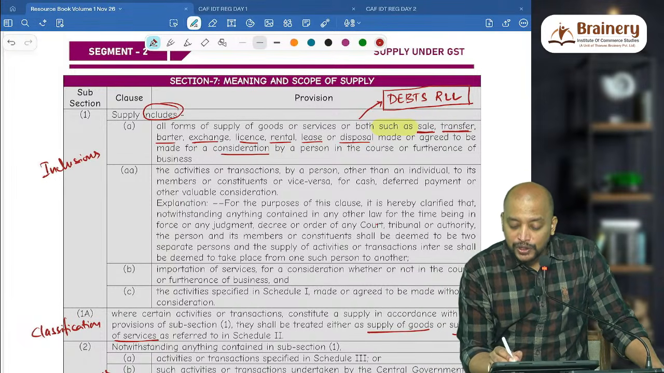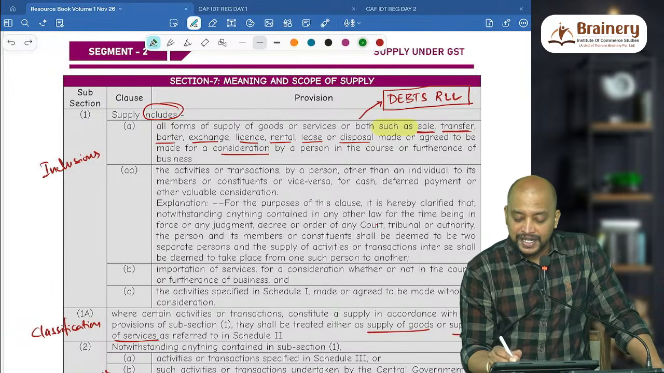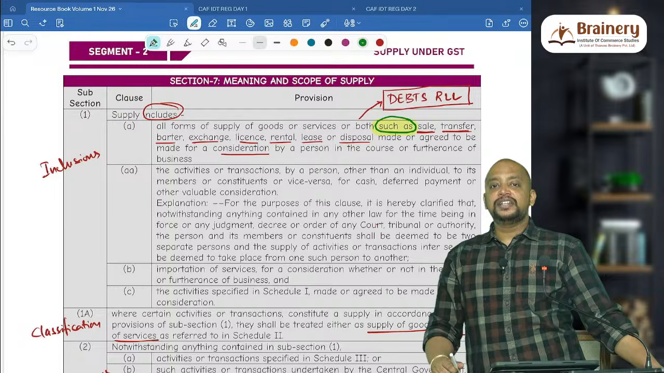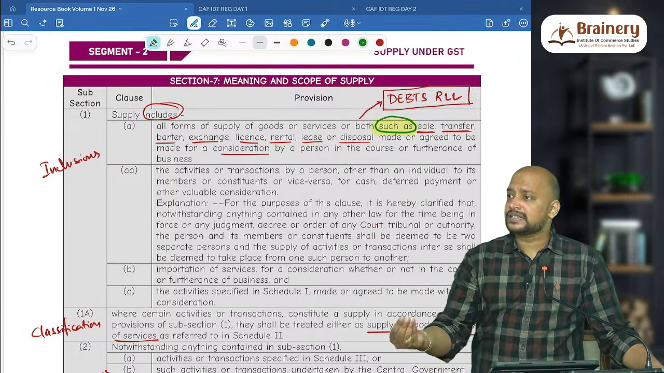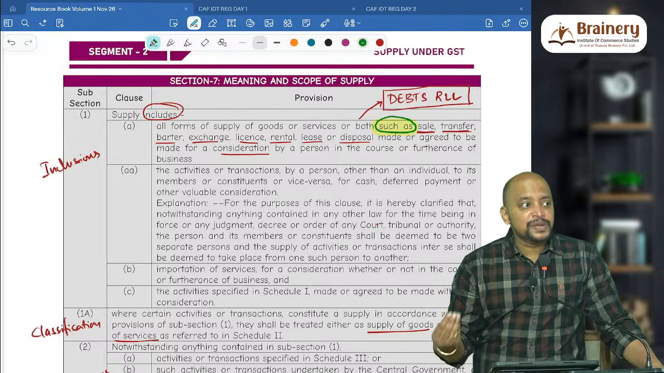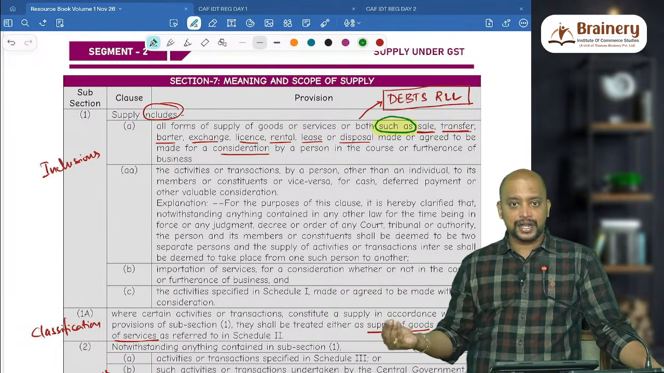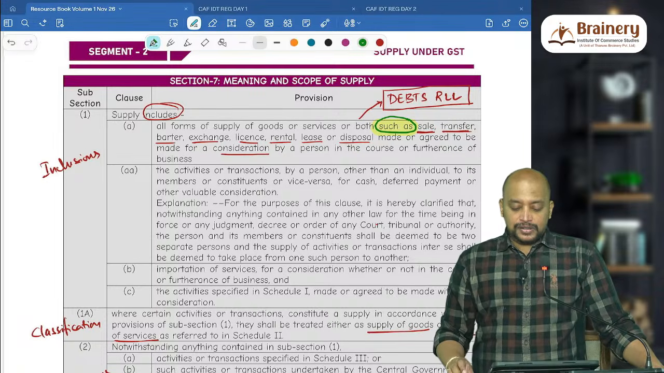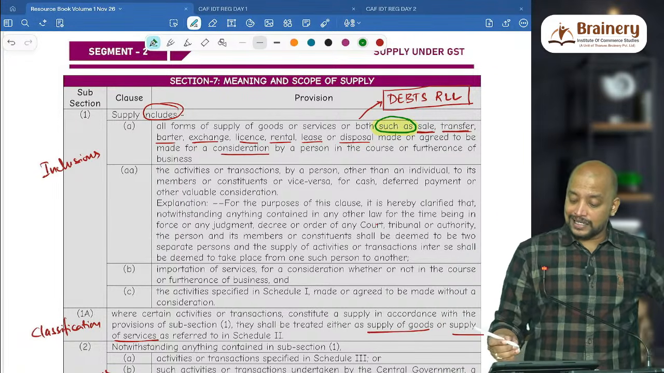So not only these activities, but other activities also will become supply. Then why did they give it? They gave it for the purpose of reference. For the reference purpose, they gave this list of activities. Okay. So, made or agreed to be made for a consideration.